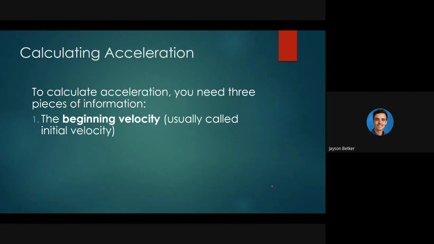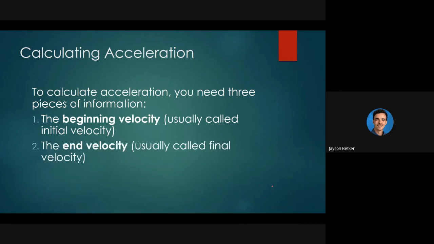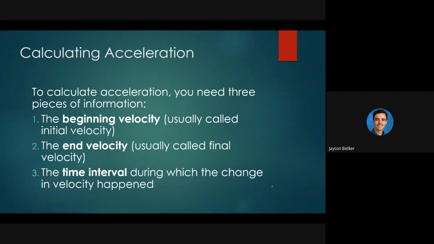To calculate acceleration, you're always going to need three pieces of information at the very least. You're going to need its initial velocity. We call it the initial velocity. It's how fast it was going at the start. It's beginning velocity. You'll need the end velocity. We call it the final velocity. So how fast it was going at the end. And then you'll need the time interval. So how much time passed during which that change in velocity happened. If you have those three pieces of information, you can find what the acceleration is.